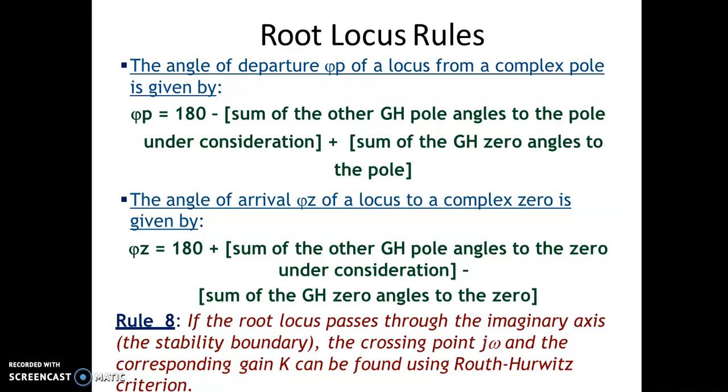Rule number 8: the root locus passes through the imaginary axis. The crossing point and corresponding gain can be found by using the Routh-Hurwitz criterion. Another method is to substitute s equal to j omega in the characteristic equation and equate the real and imaginary parts to 0. From that we can find j omega, the imaginary axis crossing point, and also the corresponding gain. By following these rules, we can construct the root locus.